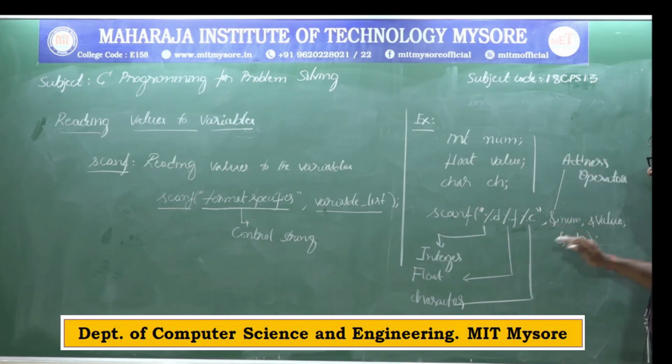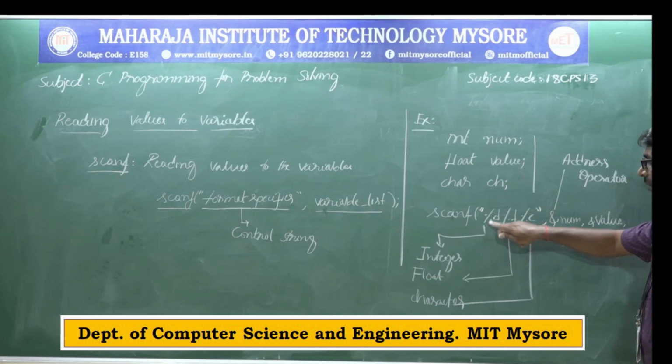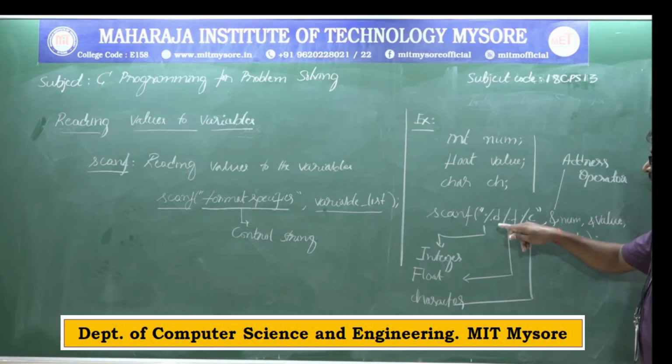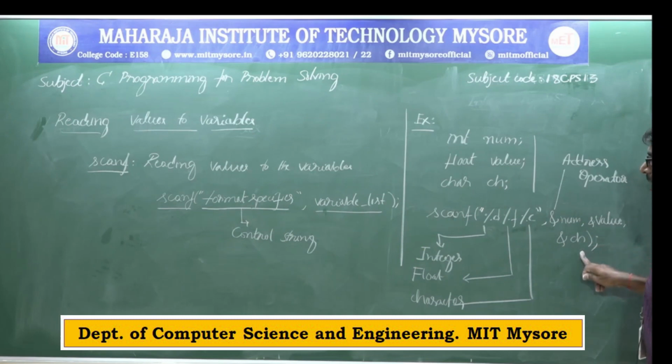Here we have three control strings: %d, %f, and %c. So the scanf statement must contain three variables. The number of control strings must be equal to the number of variables. The order in which you write the control strings, in the same order we need to write the variables. So the control strings are %d, %f, and %c, meaning integer, float, character. Then the variables must be of integer type, floating point type, and character type.